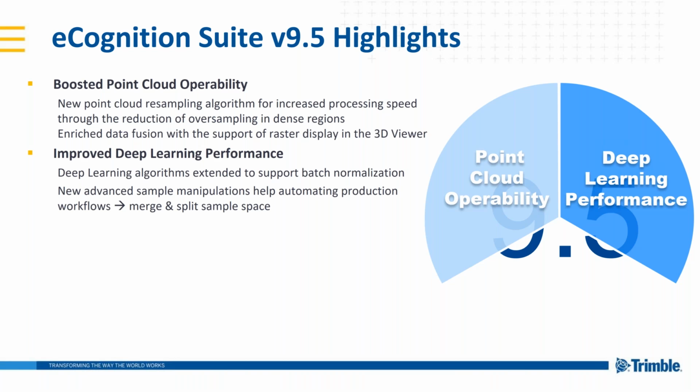What have we done? Well, we've extended our algorithms to support batch normalization. This will help speed up the processing of various elements in the application of deep learning workflows. And we have new advanced sample manipulation tools that really help automate the use of deep learning within production workflows. So we can merge and split sample spaces, for example.